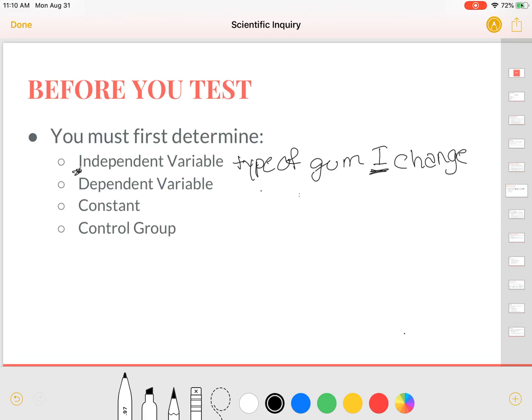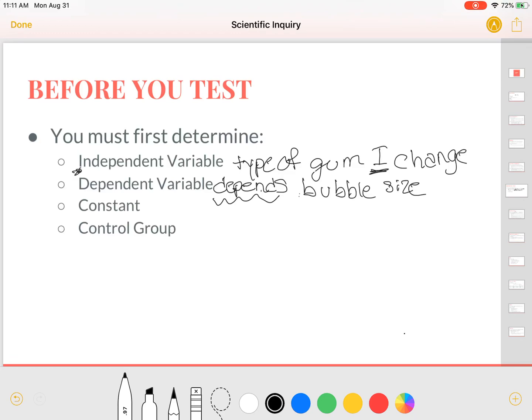This is what you're testing to get your results. Your dependent variable is dependent on your independent, so it depends. This a lot of times is where we're going to get our results. So again, if we are changing the type of gum to see which one blows the biggest bubble, your dependent variable then is going to be the bubble size. The bubble size depends on the type of gum that you're chewing.